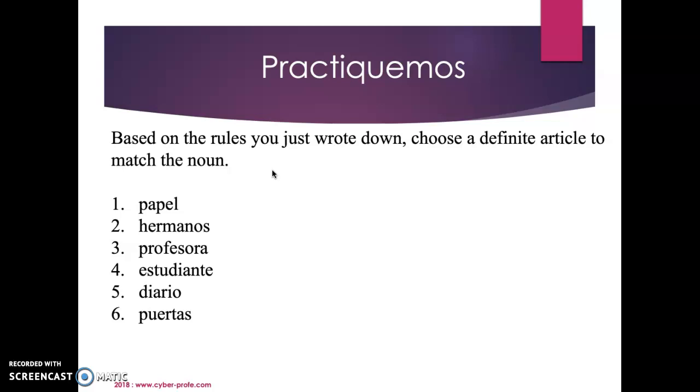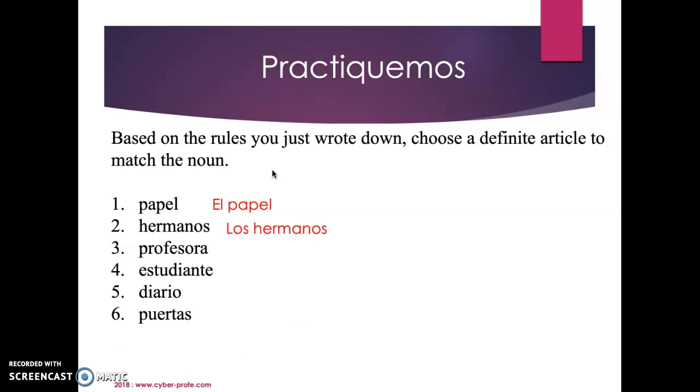Now let's look at the last letter. The last letter is the letter L, which is a consonant, which tells us it's going to be masculine. So if I'm talking about a singular masculine noun, my definite article is going to be el. So we would say el papel.